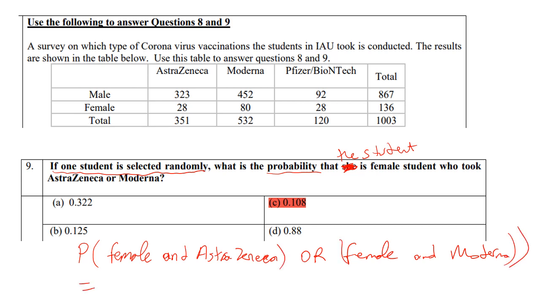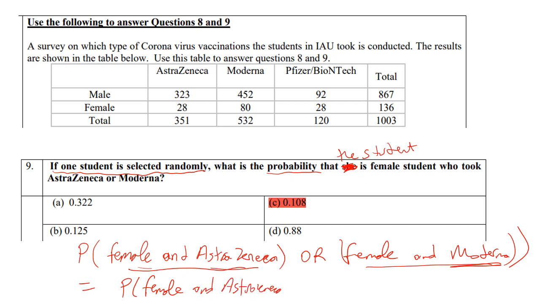Since if someone took AstraZeneca, they will not take Moderna, for this reason these two are mutually exclusive. So we can write here: female and AstraZeneca, plus female and Moderna.